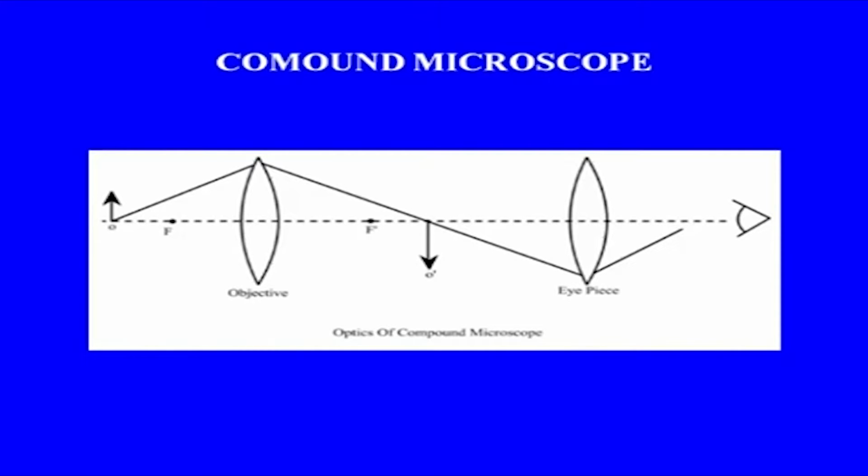The objective forms the image, which is a real inverted image. If you recall, we have discussed this in the last lecture. Now, this real inverted image will act as an object for the eyepiece, and the eyepiece will form another image which will act as an object for the eyes, and finally, the enlarged image will be formed on the retina of the eyes, which will be seen as a virtual image, or as an inverted image, as we will discuss later.